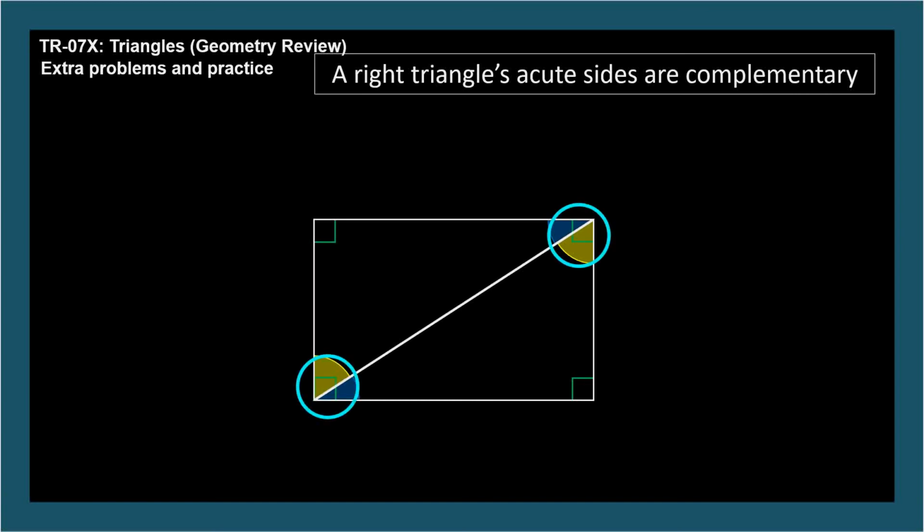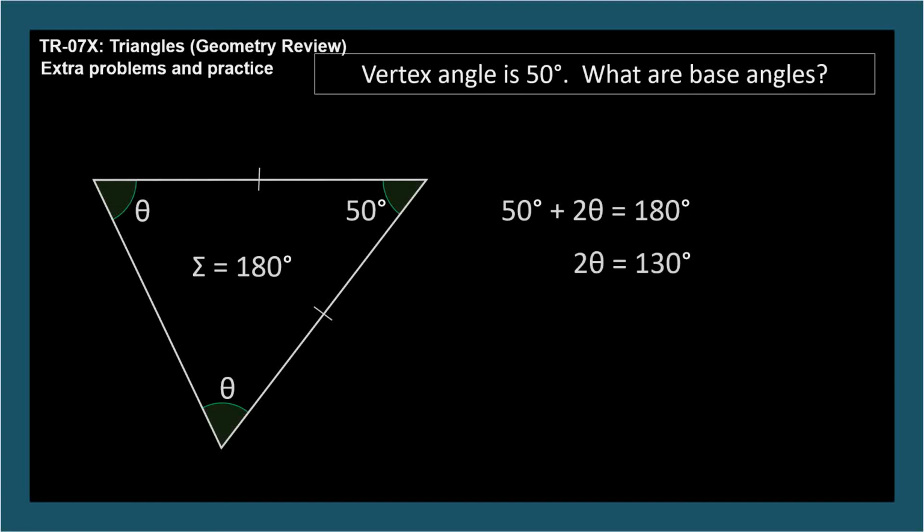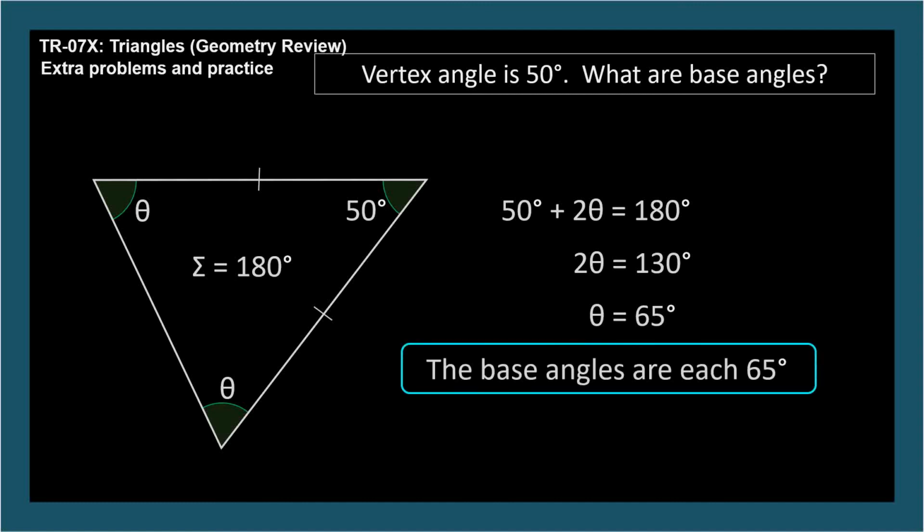Given a vertex angle is 50 degrees, what are the base angles? We have an isosceles triangle, the vertex is 50 degrees. The base angle theorem says the angles opposite the congruent sides are congruent. Let's call them each theta. So 50 plus 2 theta equals 180 degrees. The rest is algebra. Theta equals 65 degrees. So to answer the question asked specifically, the base angles are each 65 degrees.